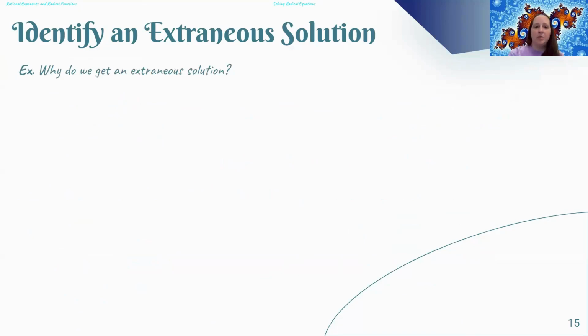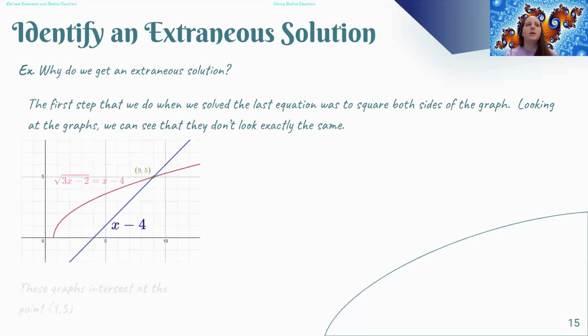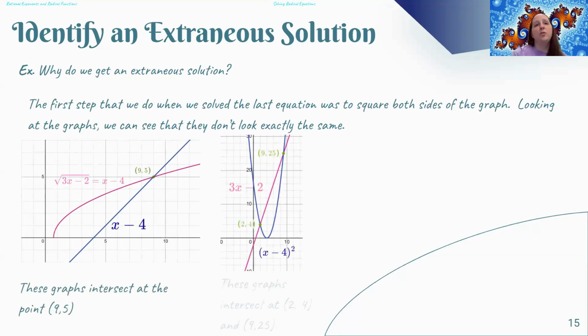Why do we get an extraneous solution? The first step that we did was to square both sides of the equation, which means that I was getting a quadratic instead of a square root function when I squared the right side of my equation. So if I were to graph the original function that I had, the square root of 3x minus 2 and x minus 4, they're going to connect and cross at 9, 5.